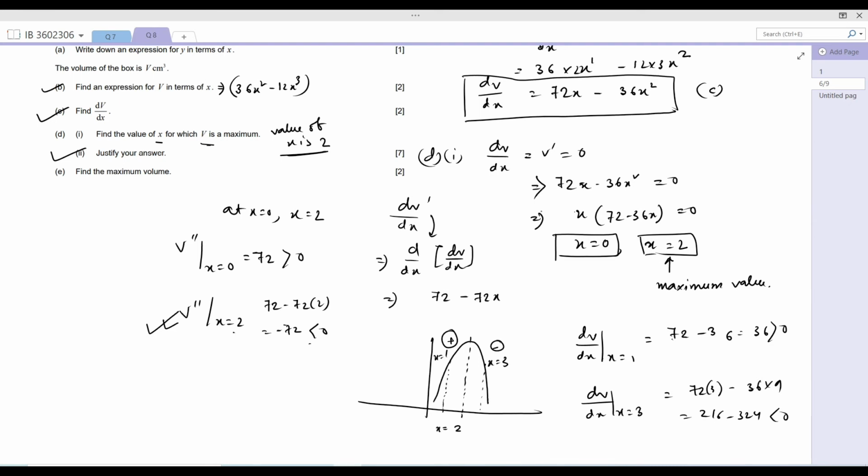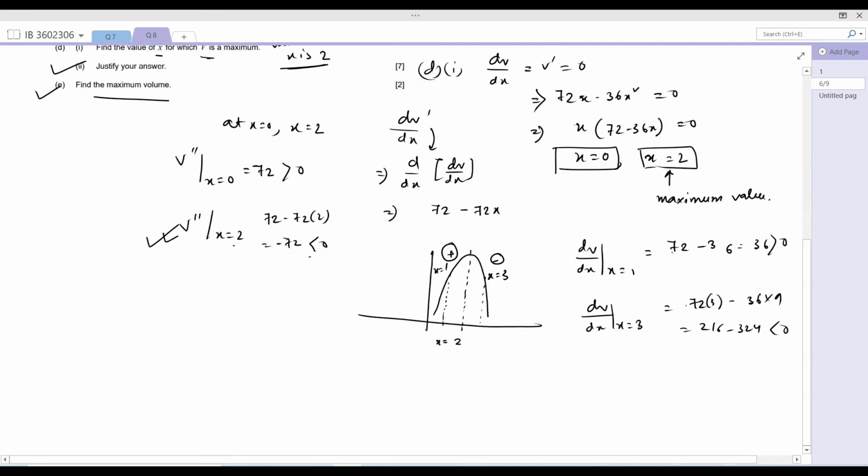Now, find the maximum volume. This question is very easy. To get the maximum volume, we need the value of x for which the volume is maximum. So this is again a very simple question. We know that at x equals 2, V is maximum.